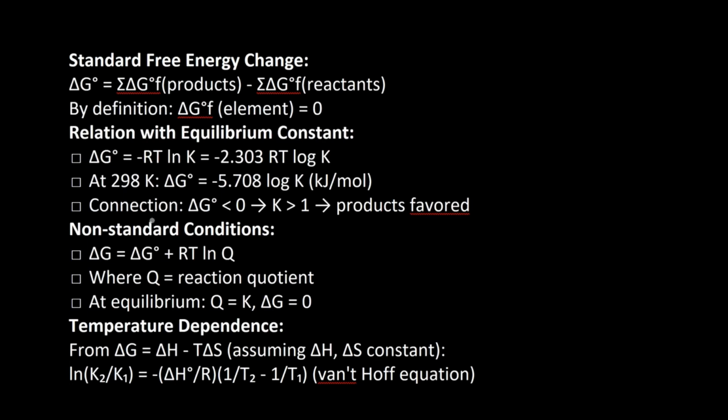And delta G of products and reactants are given. Free energy change, how we can find it: products minus the reactants. And this formula, delta G naught is equal to minus RT ln K, or you can write it in terms of log as well. And for non-standard conditions, you can use delta G is equal to delta G naught plus RT ln Q. Q will become K at equilibrium. When the reaction is at equilibrium, Q becomes equal to the equilibrium constant. And in that case, equilibrium means what? Delta G will become 0.